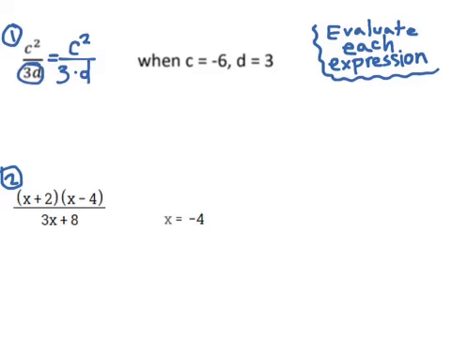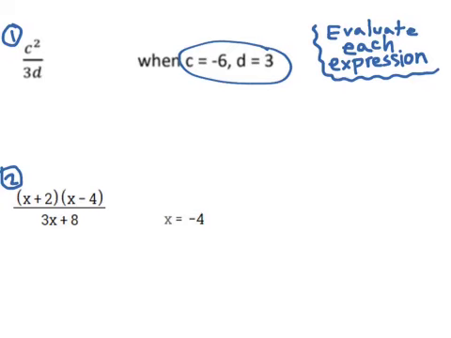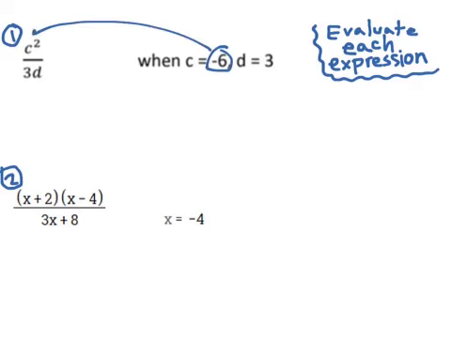Whenever we see a number written right next to a letter, or two letters written right next to each other, that means that we're multiplying. So we have c squared divided by 3d, and we're told that we need to evaluate the expression for the given variables. So wherever we see a c in the problem, we're going to substitute in -6. So we're going to put that in where we see the c.